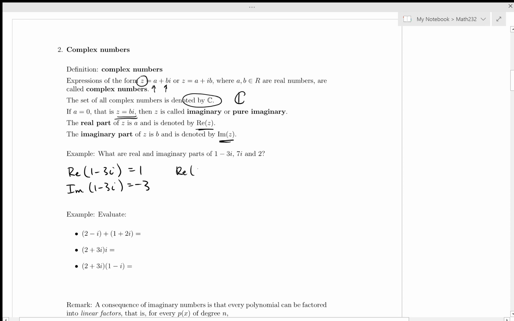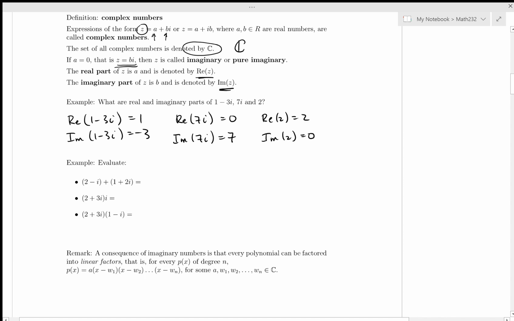Okay, let's do another example. The real part of 7i. Well, there isn't any real part, so the real part is 0, and the imaginary part of 7i is 7. And then if we take another number, 2, the real part of 2 is 2, and the imaginary part of 2 is 0. Okay, so we're just identifying the real part with A and the imaginary part with the number B.